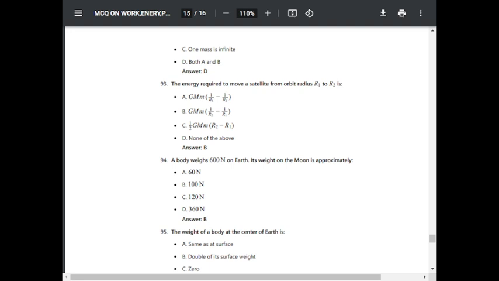Question number 94. A body weighs 600 Newton on Earth. Its weight on Moon is approximately.